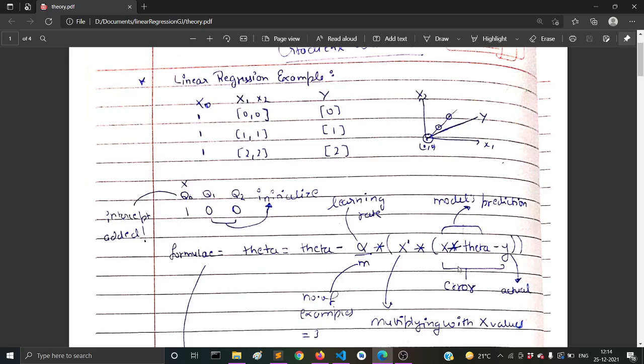Then when you multiply it with x transpose, it means you are weighting the error according to the x values. That is, the larger the x value, the more it contributes to the error, and the more it needs to be subtracted from the respective theta in order to fix it. And we subtract it, not add it, to go in the opposite direction so that next time we can get close to the value.